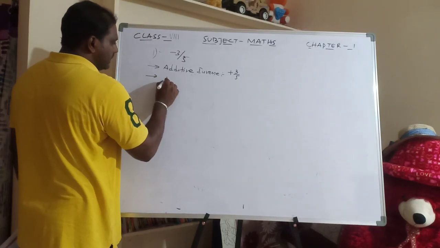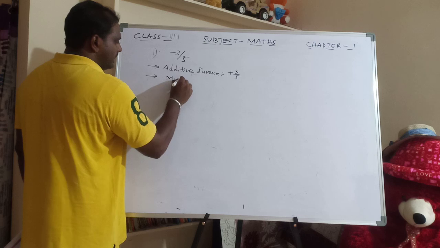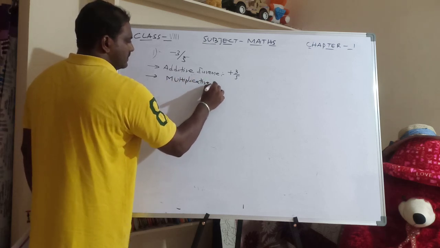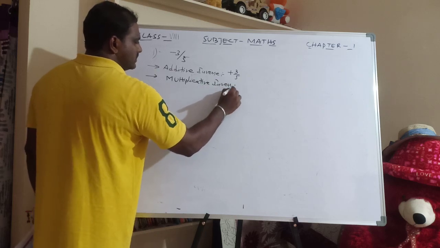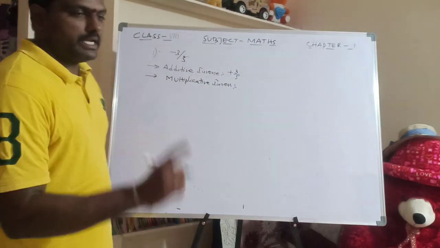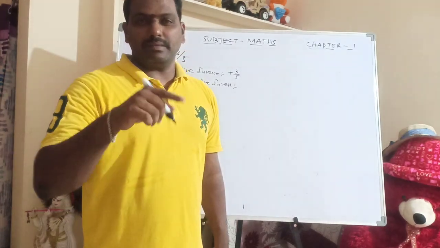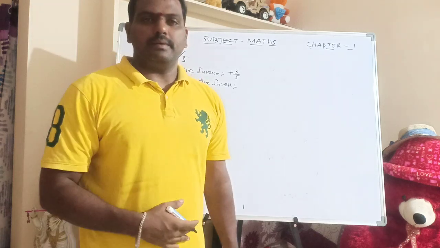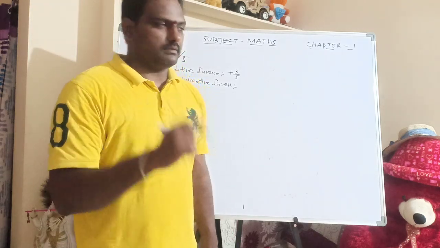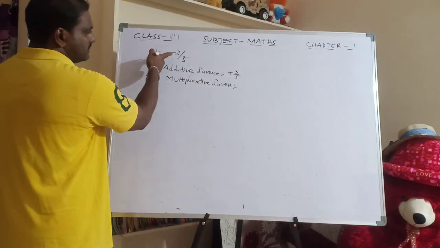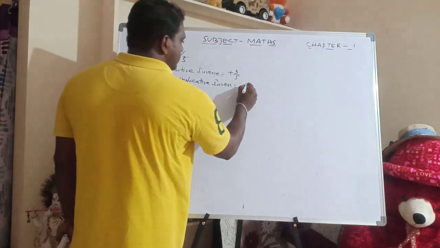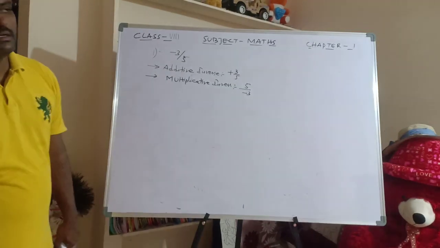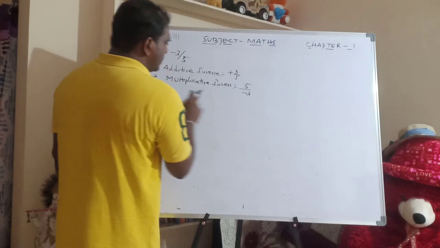Next, its multiplicative inverse. For the same number we have to write its multiplicative inverse. If a is any number, its multiplicative inverse will be 1 by a. Or if 1 by a is the number, its multiplicative inverse will be a. Now in this case, minus 3 by 5 is given. It's very simple, it will be 5 by minus 3. That's all. Or we can write it as minus 5 by 3.